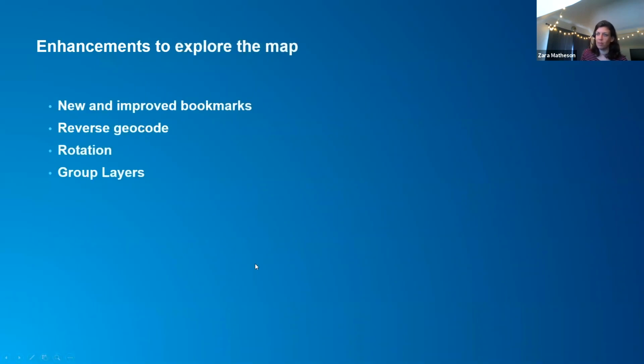So we've also included some enhancements to explore the map. These include new and improved bookmarks, reverse geocode, rotation, and the introduction of group layers.